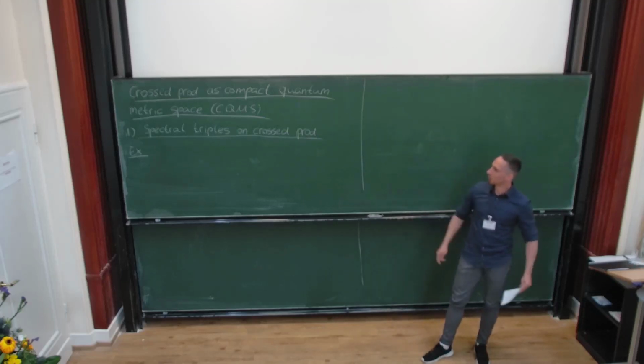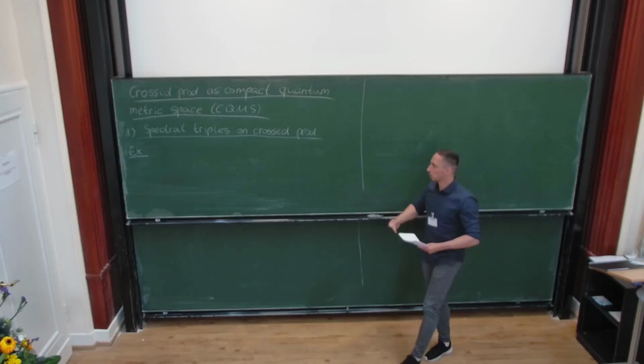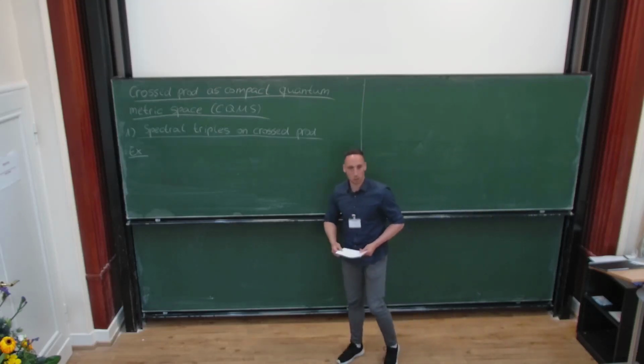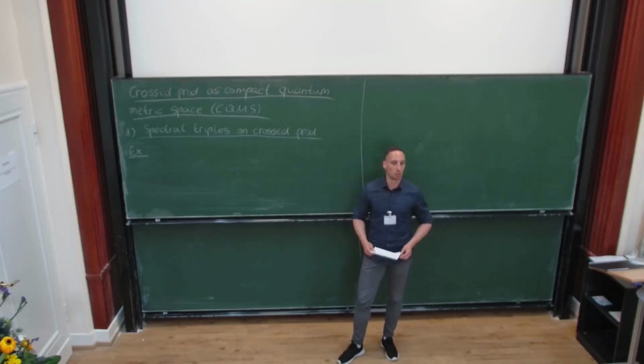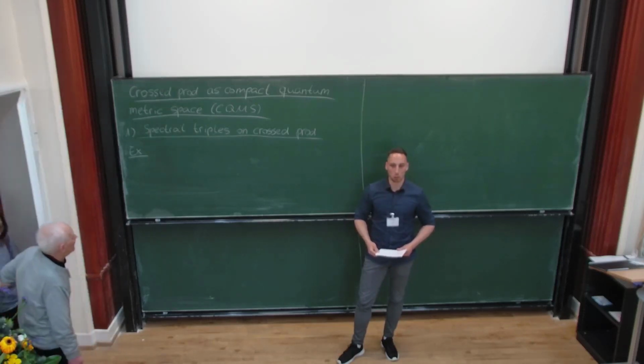You can see that we'll talk about cross products as compact quantum metric spaces. And what I would like to do is first present to you a construction by Hawkins, Belsky, White, and Zacharias, who construct a certain kind of well-behaved spectral triples on cross products. And then I will talk about whether or not this construction will induce a compact quantum metric space structure on the corresponding cross product C-star algebra.